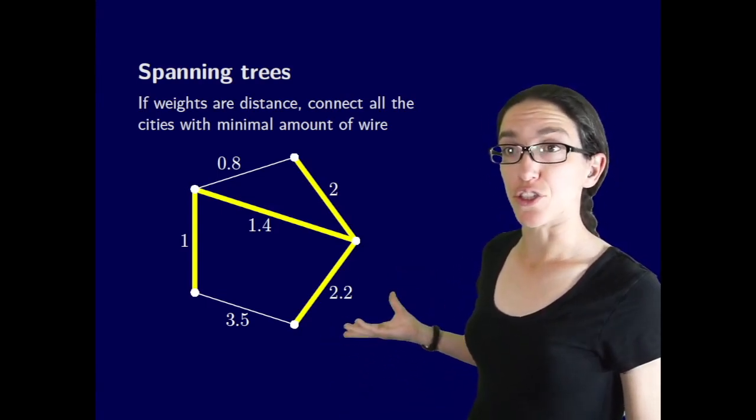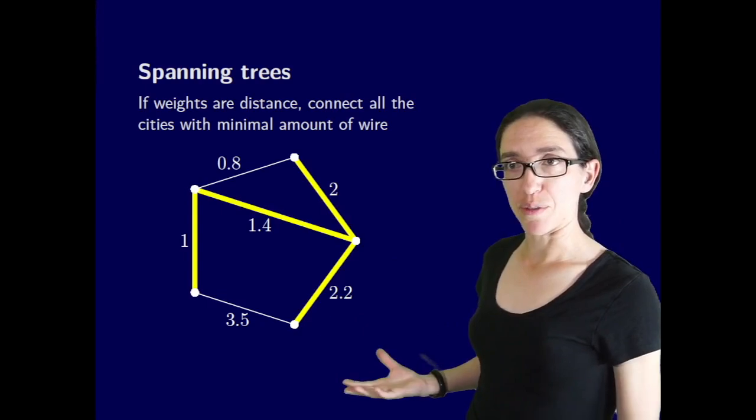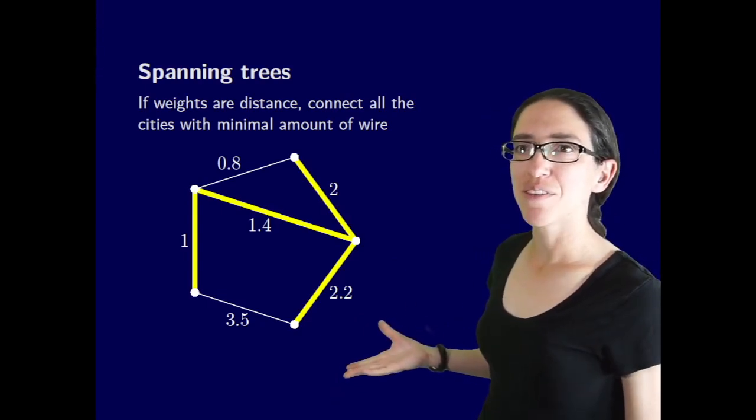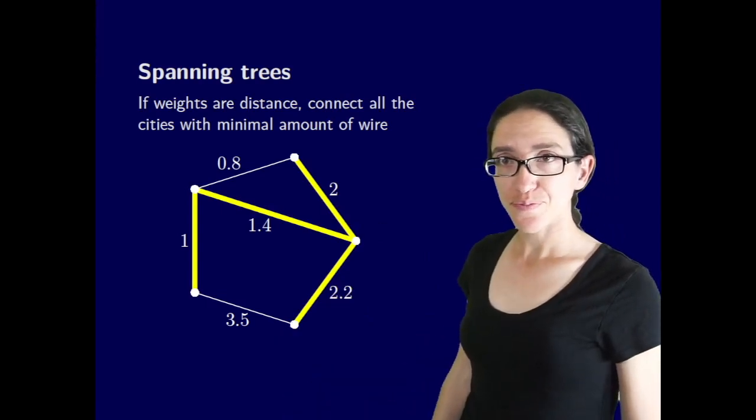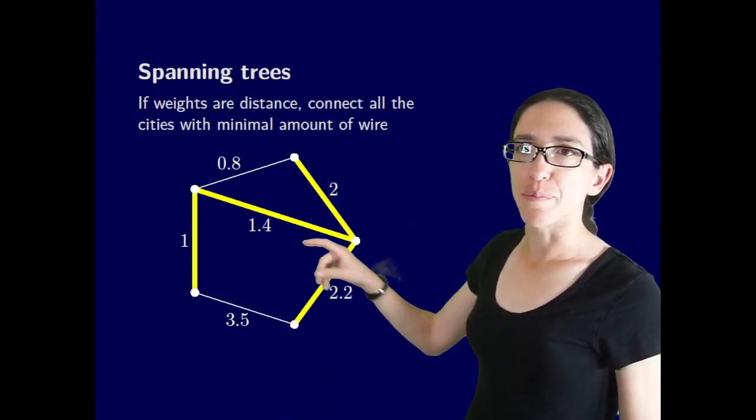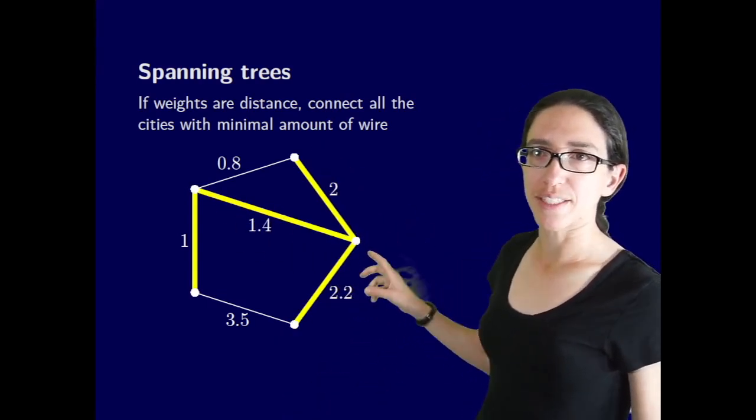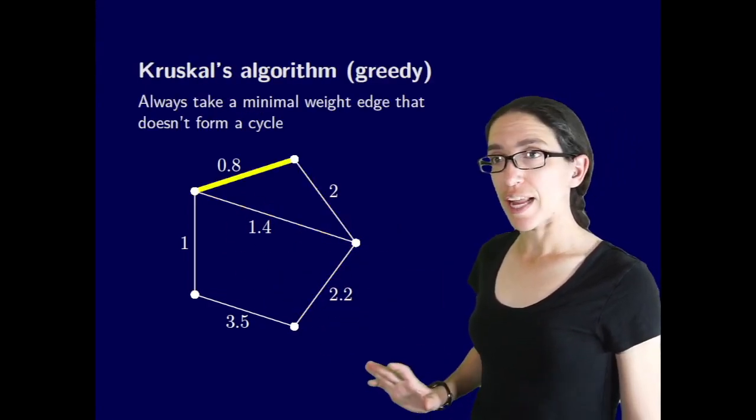A spanning tree is a tree, meaning a connected subgraph with a minimal number of edges, that spans the graph in the sense of every single vertex is part of that tree. So we want a spanning tree with the minimum total sum of the weights of the edges here. So there's an algorithm to do this.